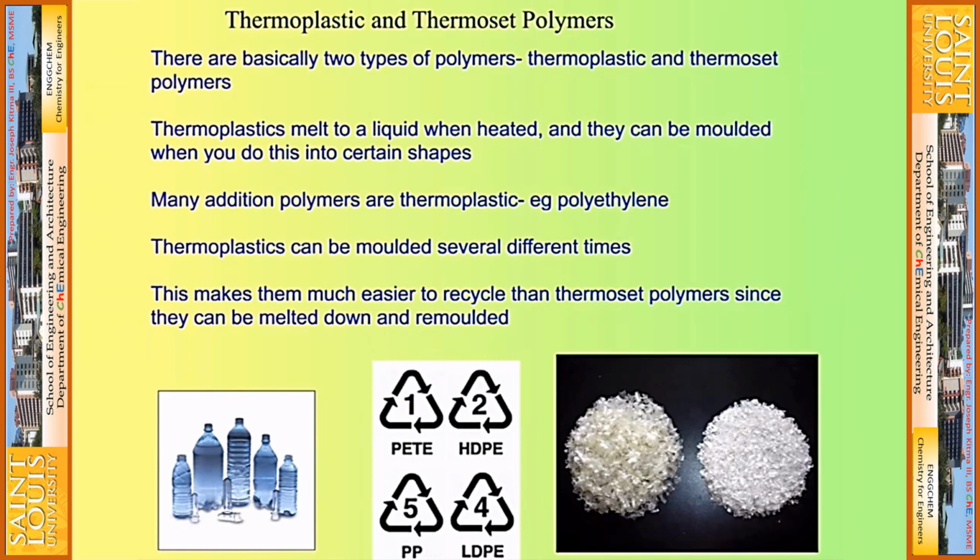Many addition polymers are thermoplastic, like the polyethylene. Thermoplastics can be molded several times. This makes them much easier to recycle than thermoset polymers, since they can be melted down and remolded.